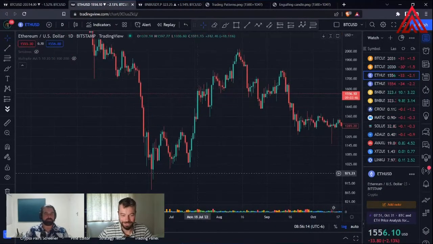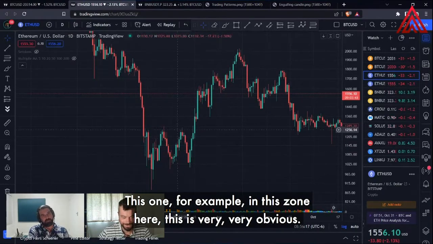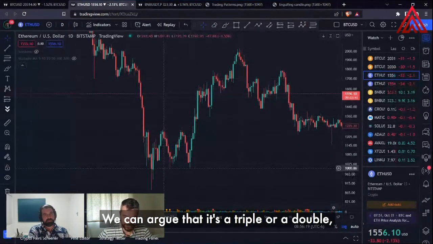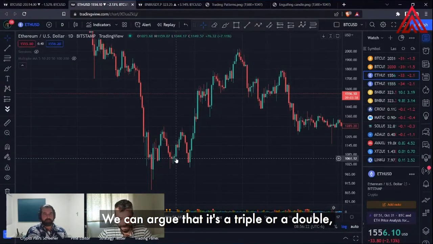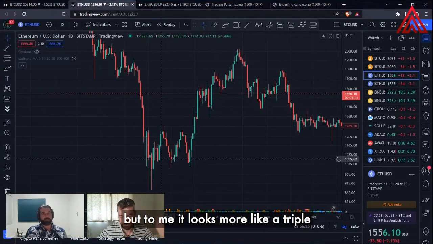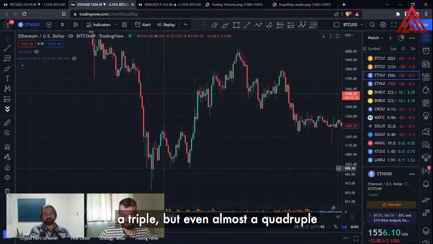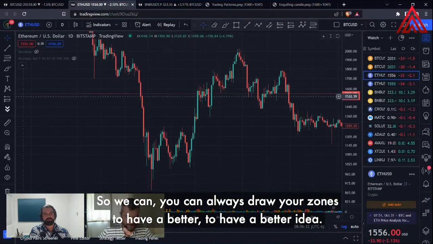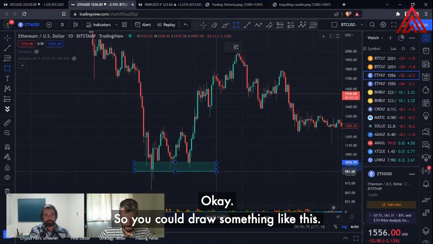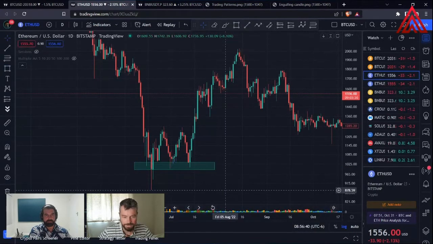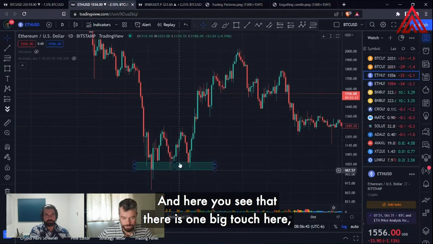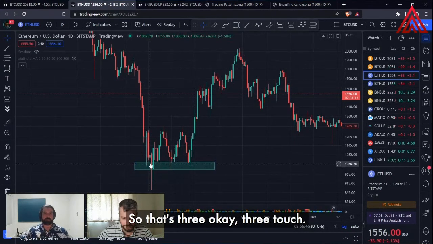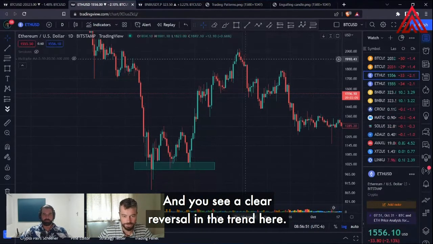Okay, this one, for example, in this zone here, is very, very obvious. We can argue that it's a triple or a double, but to me it looks more like a triple bottom, even almost a quadruple, because you've got a touch in this zone. So you can always draw your zones to have a better idea. You could draw something like this, and here you see that there is one big touch here, another touch here, another touch here. So that's three touches, and you see a clear reversal in the trend here.